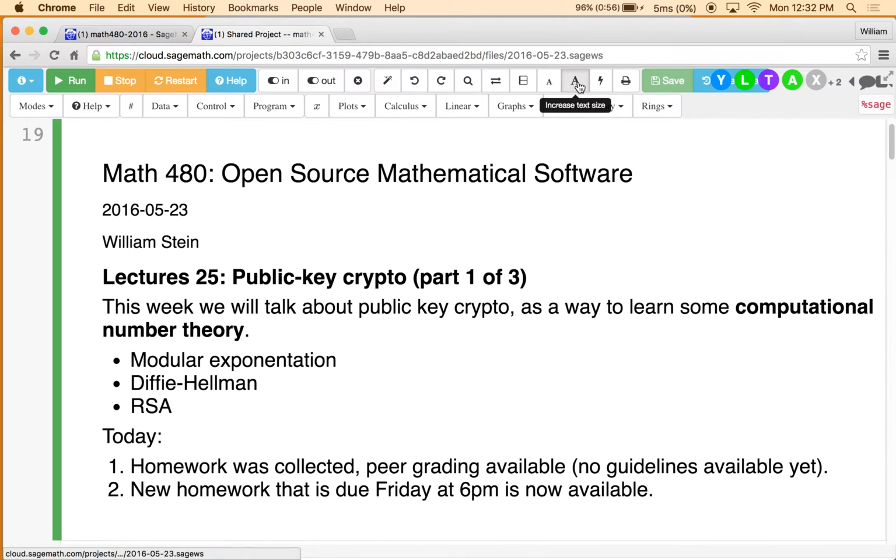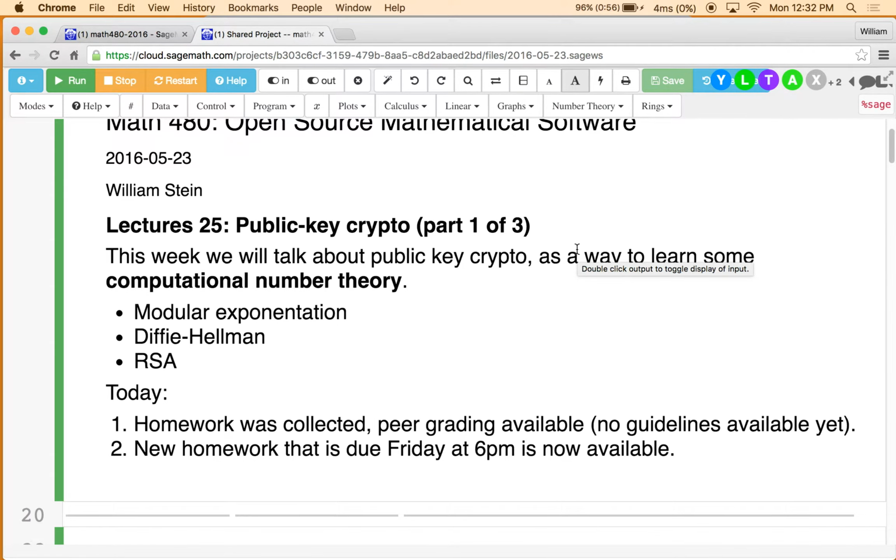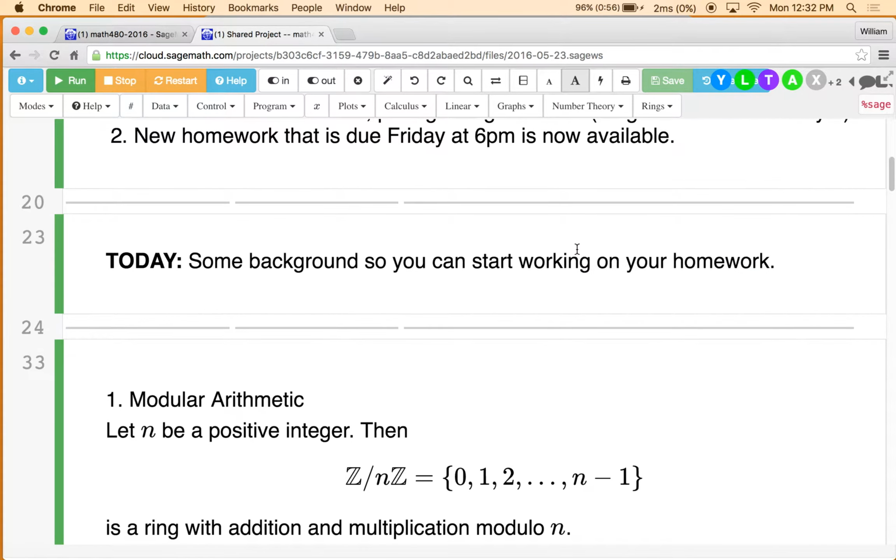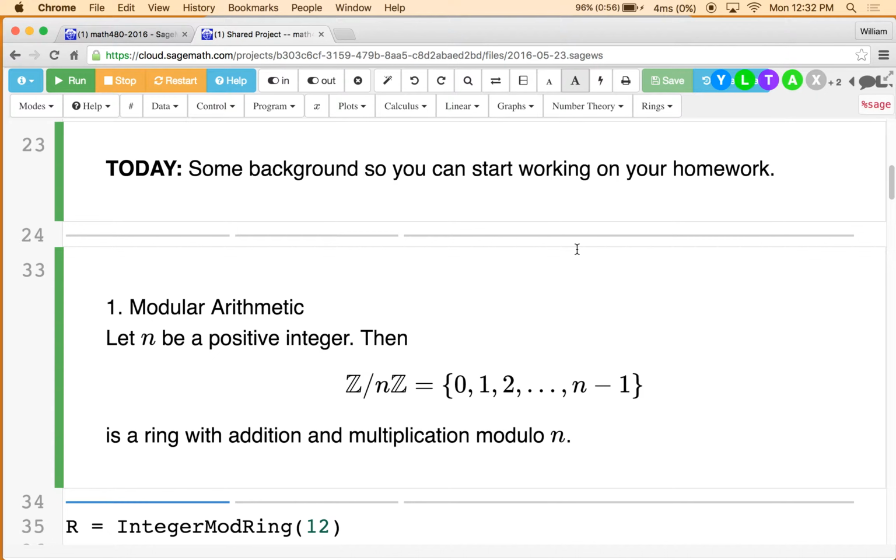Our topic today is first modular exponentiation, more generally modular arithmetic, and then I'll describe the Diffie-Hellman key exchange protocol.